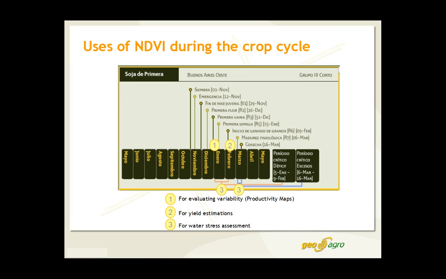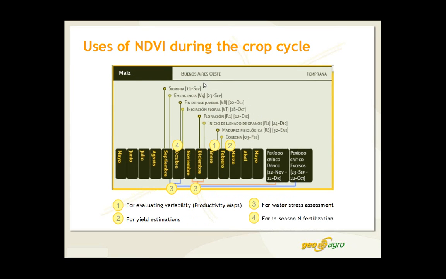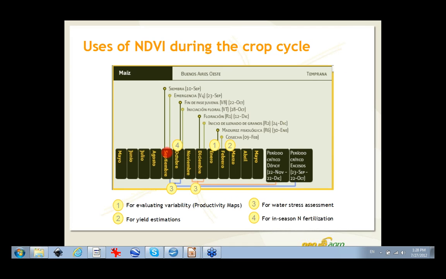Or, for instance, when we talk about corn in the same area, the west of Buenos Aires province, the cycle goes from September until February, and in corn, additionally, we have in-season nitrogen fertilization. They start after almost 2 months after seeding. They start evaluating if there are areas that can be improved. The production can be improved through nitrogen fertilization during the season.